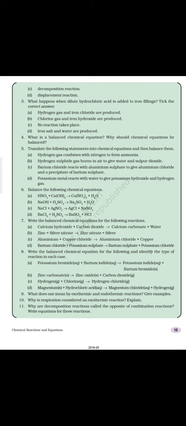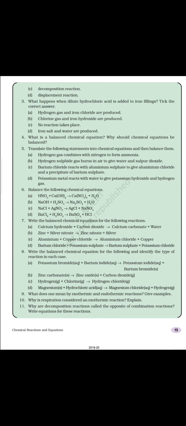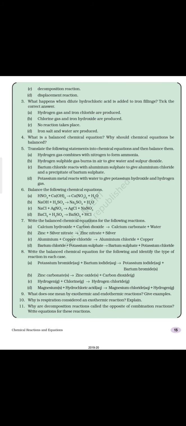Potassium metal reacts with water to give potassium hydroxide and hydrogen gas. Potassium K plus H2O gives rise to KOH plus H2. Questions 6 and 7, you balance them, children. The 8th one also you have to balance, and I'll just tell you the type of reaction. 8th one is potassium bromide plus barium iodide gives rise to potassium iodide plus barium bromide.